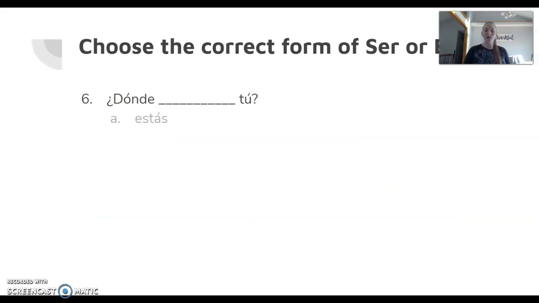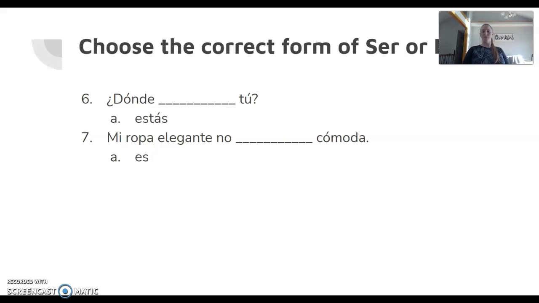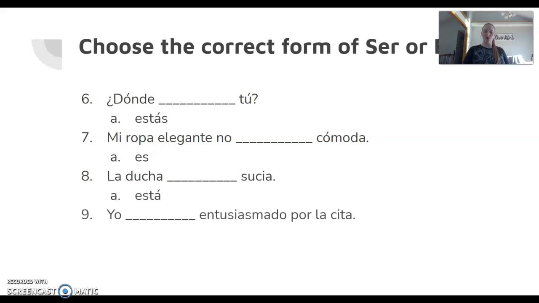Number 6, ¿dónde estás tú? Where are you? Mi ropa elegante no es cómoda. My elegant clothing is not comfortable. This would fall under characteristic. La ducha está sucia. It is dirty. That would be a condition. Yo estoy entusiasmada por la cita. I am excited for the date. Actually, that should be para la cita. I'm going to fix that. So that should be estoy. I am excited. That would be an emotion.